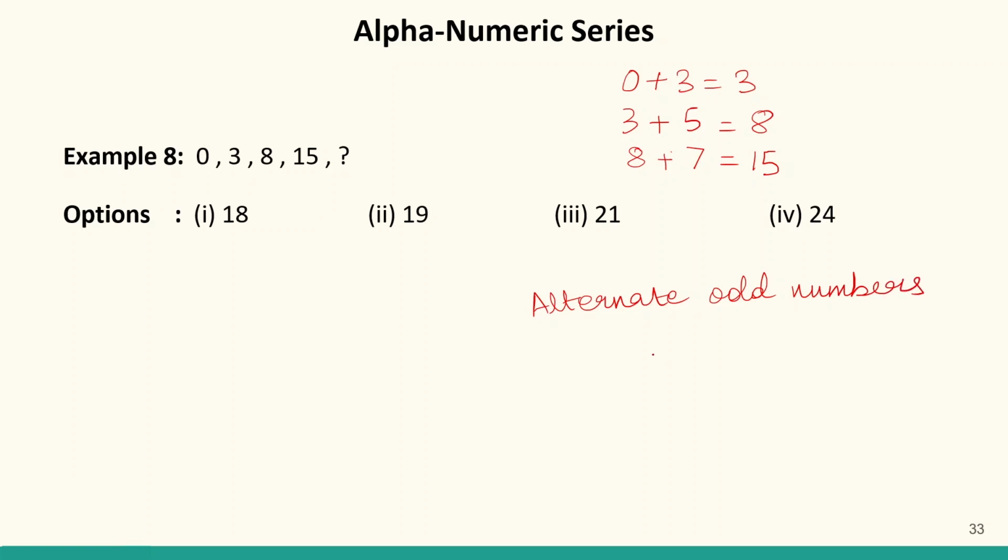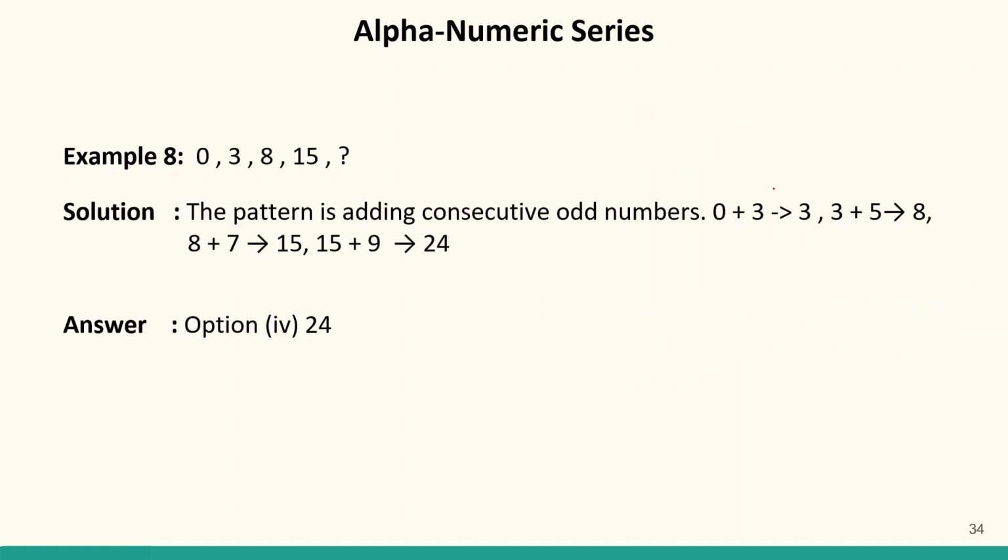We are increasing by alternate odd numbers. So the next number will be 9. We will add it to the previous term. This will give us 24. So your answer will be 24, which is the fourth option. So here is the solution, that we are adding alternate odd numbers, 3, 5, 7, and then 9.